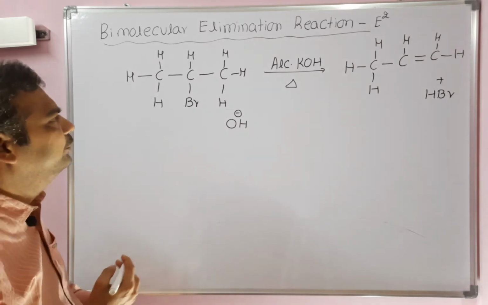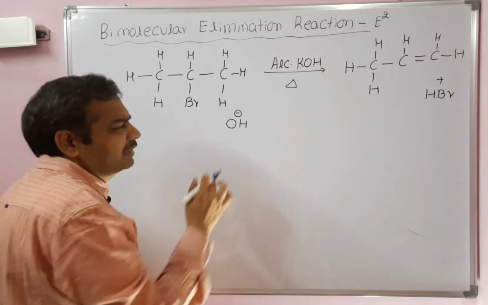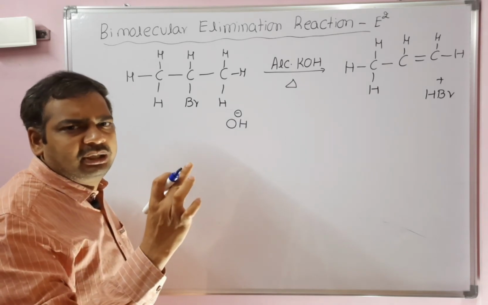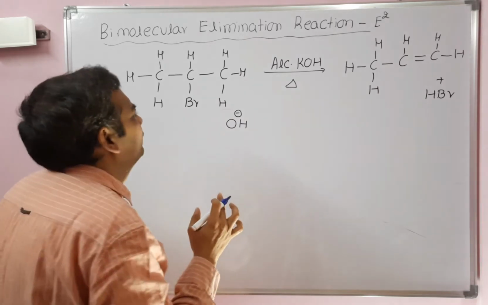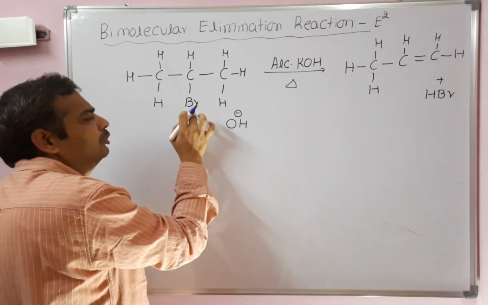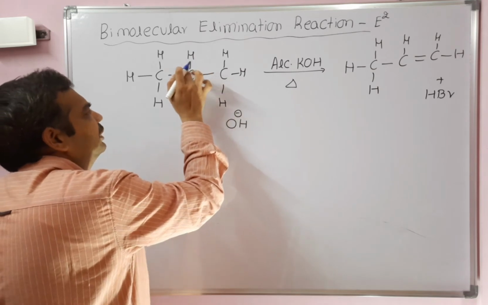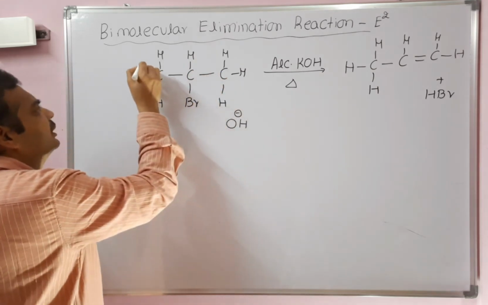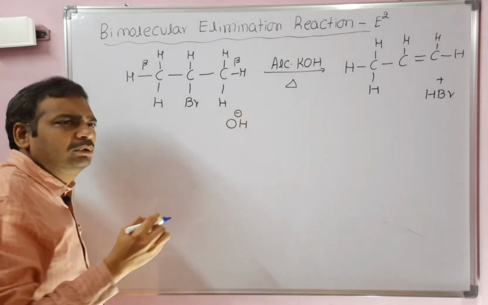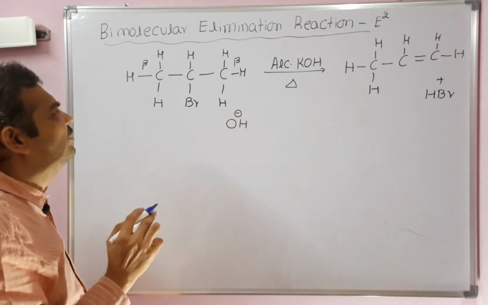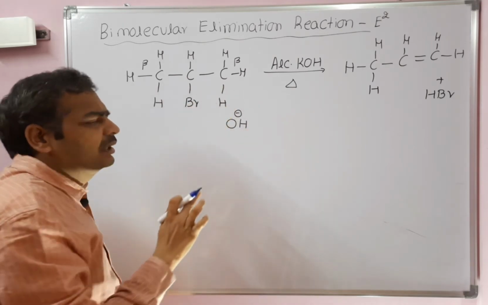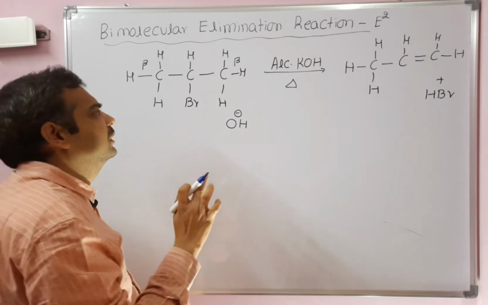In case of E2, a strong base OH minus will abstract a proton. Here there is no intermediate formed, no carbocation is formed. It's a single step reaction. See the important point. So this is bromo at second position, this is alpha position. There are two beta positions. This is beta carbon and this is also beta carbon. For this example, both beta carbons are same. So a base can abstract a hydrogen from either of the beta carbons, since both beta carbons are same.